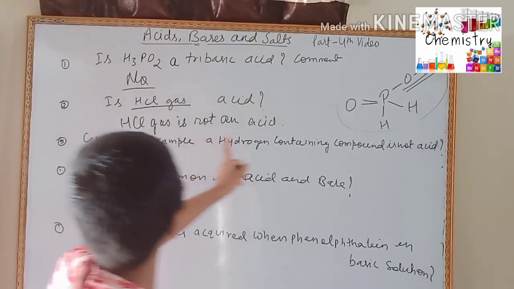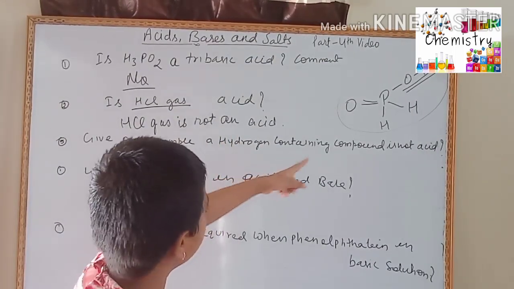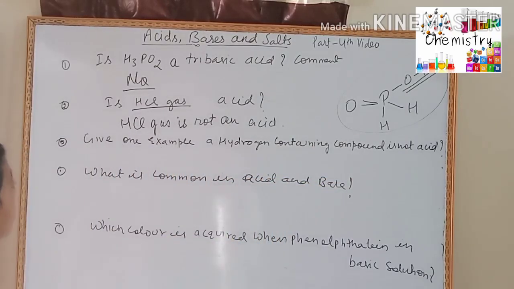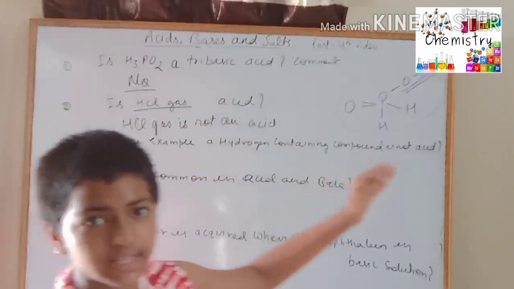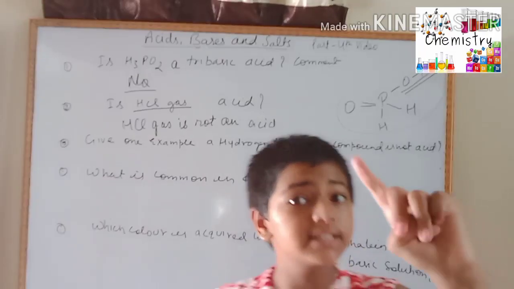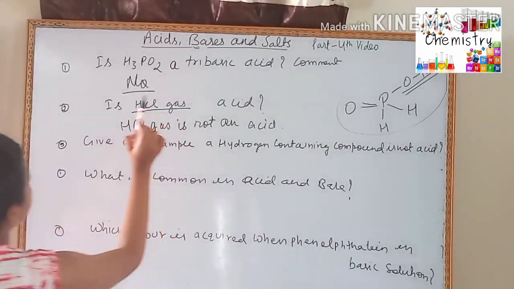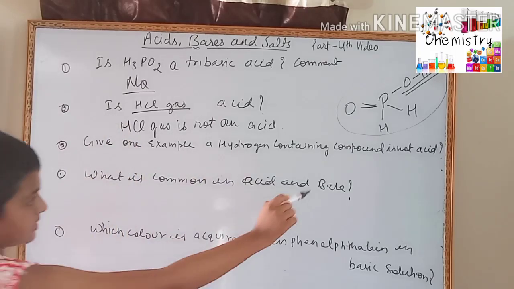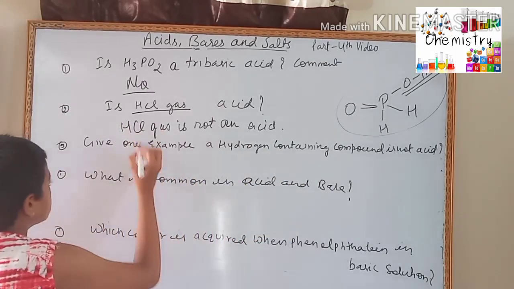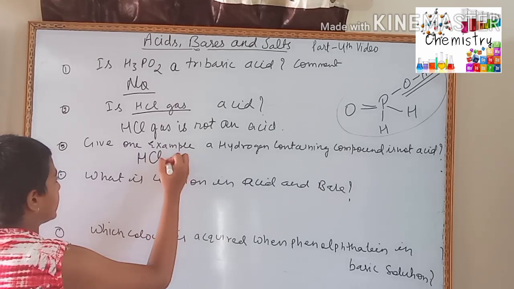Next: give an example of a hydrogen containing compound that is not an acid. We may take this only, HCl gas. Not HCl, it's HCl gas. Why? It is a compound, it contains H but isn't an acid. So it will be HCl gas.